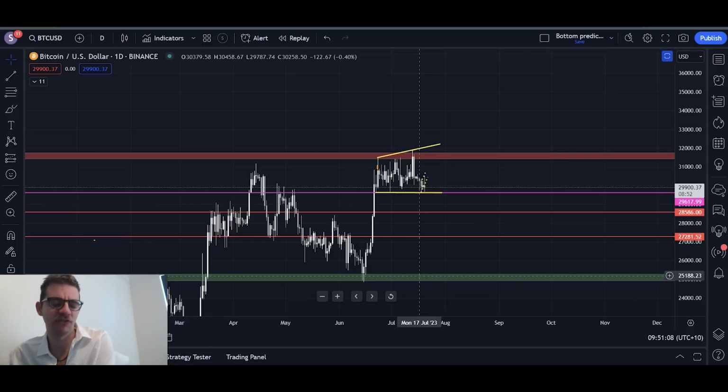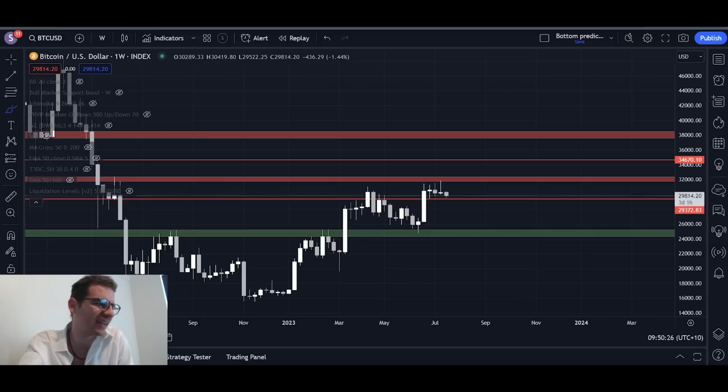So that's my suggestion for this level here at 29.6k, and that's the first cliff I'm talking about in this video. 29.6k, very important short-term level. Everyone should be watching that. Everyone should have indicators and alerts set on that level. That's the first cliff. What is the second cliff, guys?